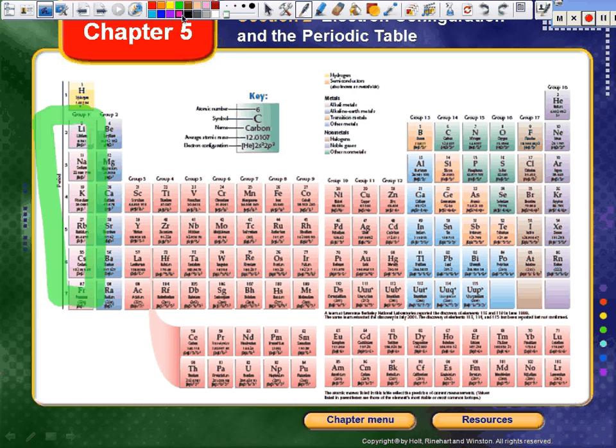How many valence electrons does group 1 have? 1. Group 1 has 1 valence electron. Okay? So, group 1 has 1 valence electron. Since it has 1, what does it want to do with that 1? It wants to get rid of it.